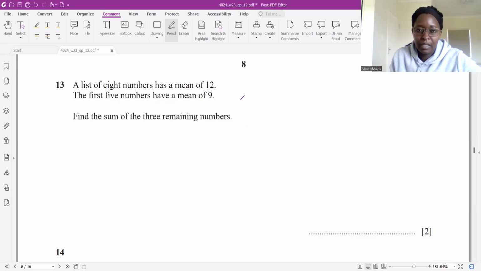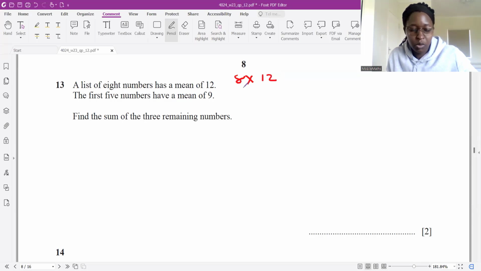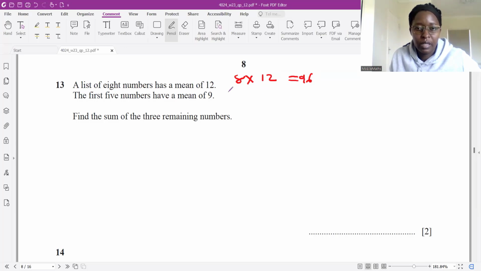So basically, let's find the sum of the 3 remaining. So here we say 8 times 12, that's 96. This is a 96. Then here we have 5 numbers with a mean of 9. So we can say 9 times 5, that's a 45.